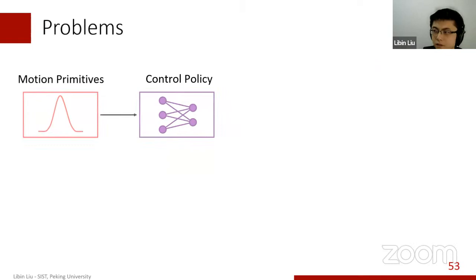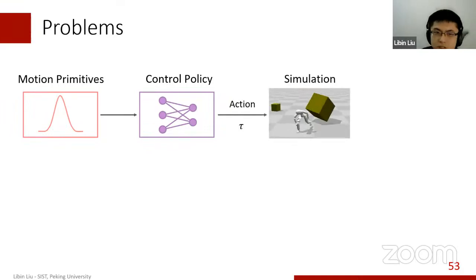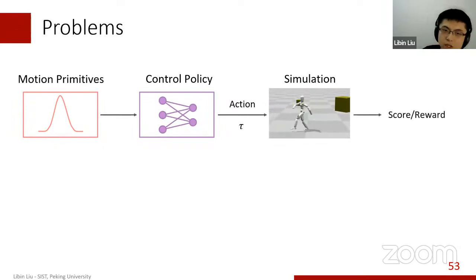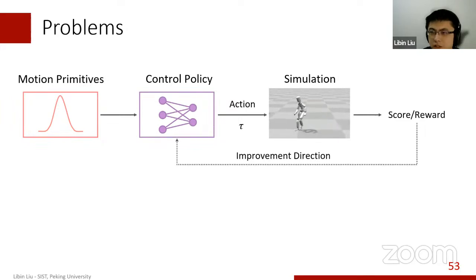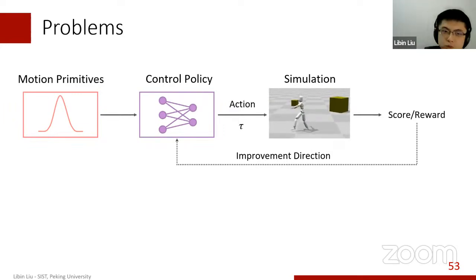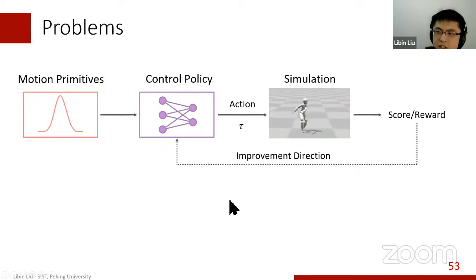But the problem with this training is that to train the control policy, we need to let it compute an activation for the character. For example, we can compute the joint torque, implement it in the simulation, compute the next state, and then it becomes a reward. Then we need to use that reward in the RL framework to compute the improvement direction for the control policy. But the problem here is that the simulation engine is often considered a black box, which means we cannot directly compute a gradient through this simulator.